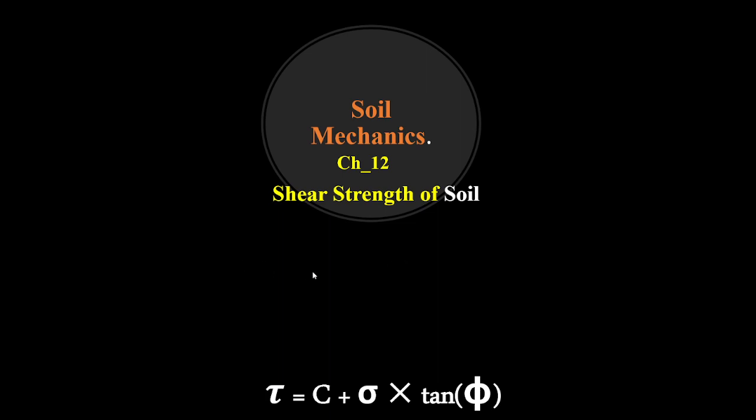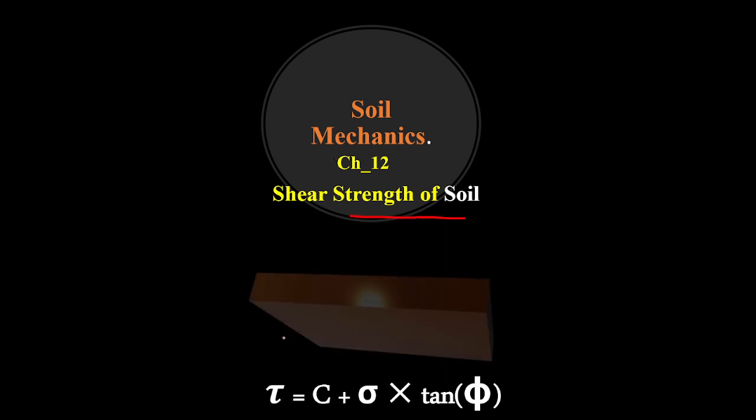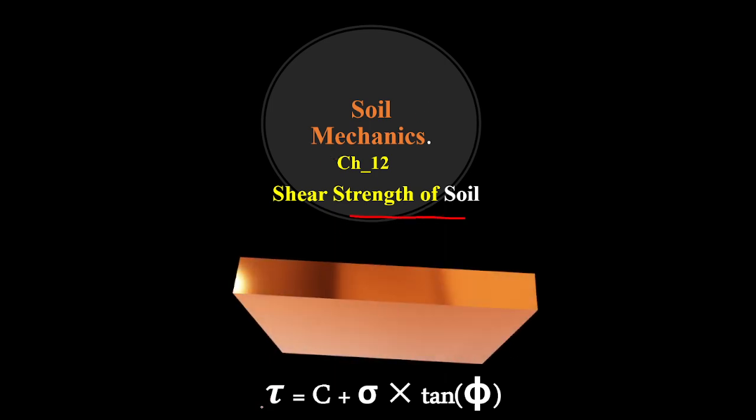Geotechnical Engineering Part A, Soil Mechanics, Chapter 12, Shear Strength of Soil. So we want to study the equation of shear strength, which is tau is equal to C plus sigma times tangent of phi.